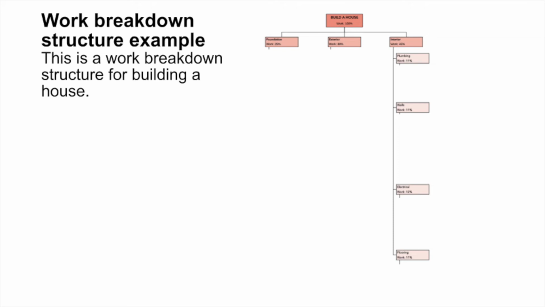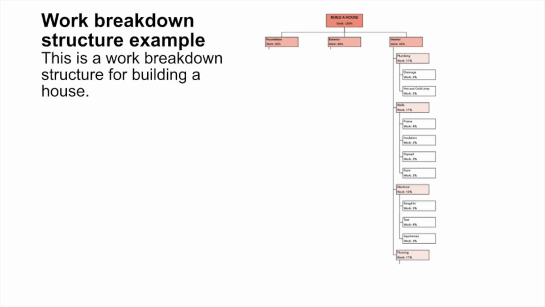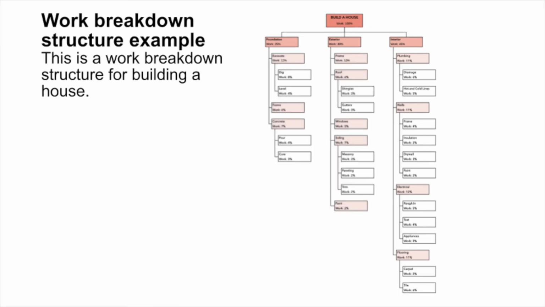And some of them could be even broken down more. If you think about plumbing, it could be broken down into drainage, could be thinking about hot and cold water lines being installed. In terms of the walls, we could think about framing the walls, insulating the walls, putting up drywall, plastering the drywall, and painting. And in terms of electrical, well, we got to rough it in first of all, run the wires, test it, and then bring in the appliances. And in terms of the flooring, then we talk about putting down carpet or putting down tile or putting down any other type of floor covering. You would think of that as a sub-job.